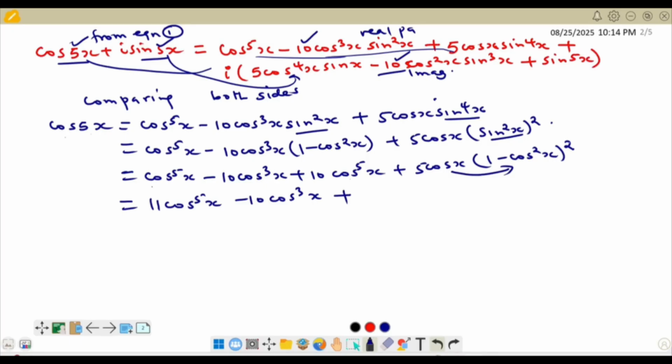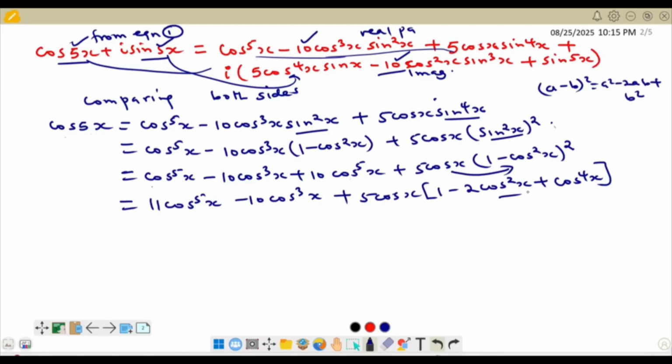Now, before that, let us first expand this. That is 5 cos of x into 1 minus 2 cos squared x, then plus cos to the power 4 of x. I hope you know how to expand a minus b squared. This will be a squared minus 2ab, then plus b squared. So that is exactly what we are doing here. 1 squared minus 2 times 1 times cos squared, which will give us that. Then b squared, that is cos squared of x again squared, which will give us that.